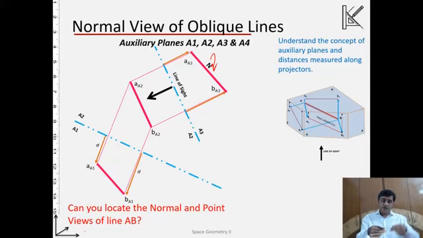The point view of this line will be somewhere here, and this auxiliary plane will be perpendicular to the line. How can I locate it? Because this plane is orthogonal to the auxiliary plane, which is A3. So with the help of this concept, we will identify. So the auxiliary or the point view will be along this direction.